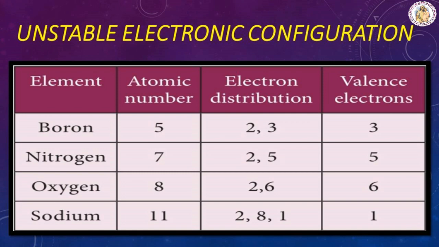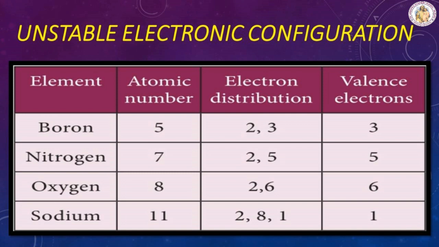So this is also an unstable electronic configuration. Next is oxygen. Its atomic number is 8. Its electronic distribution 2, 6. So in the valency, electrons is 6. It needs 2 more electrons to become stable. So this is also an unstable electronic configuration.